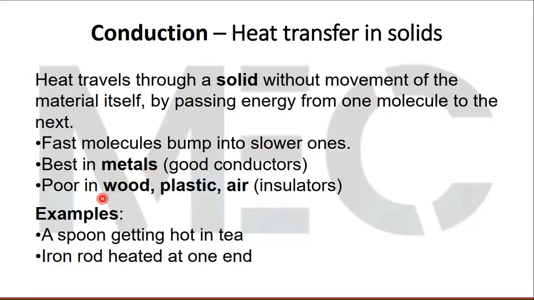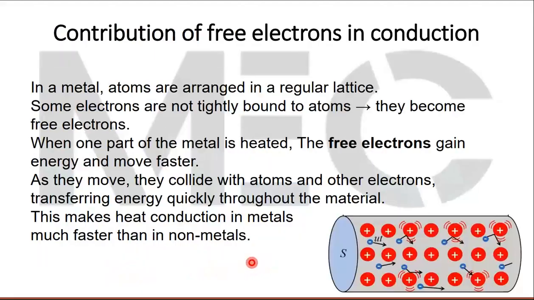Poor conductors are wood, plastic, air. They are called insulators. Examples of conduction are when a spoon is getting hot in the tea, or an iron rod heated at one end, so heat propagates quickly to the other end. Okay. Contribution of free electrons in the conduction.